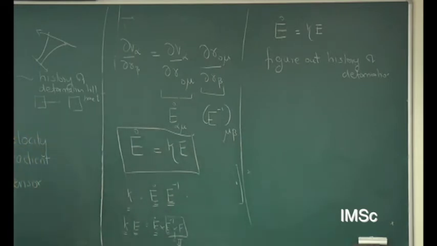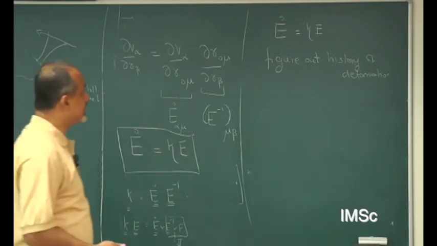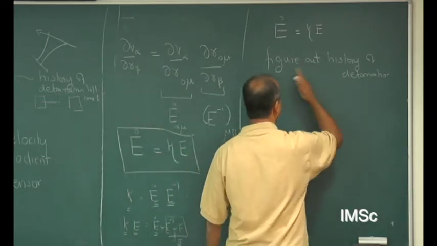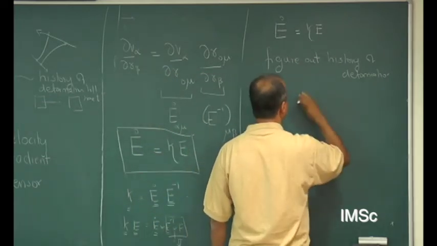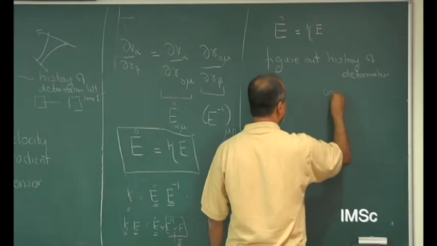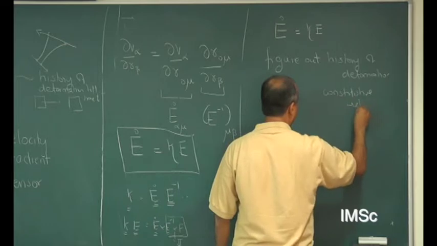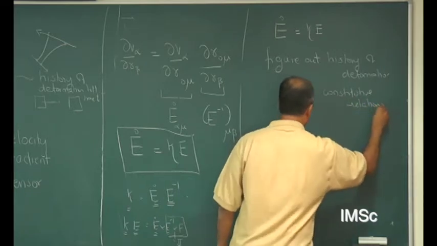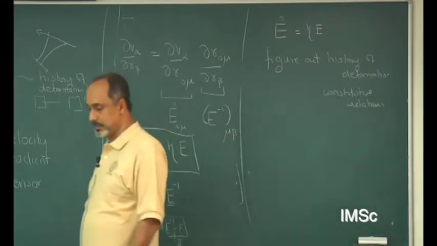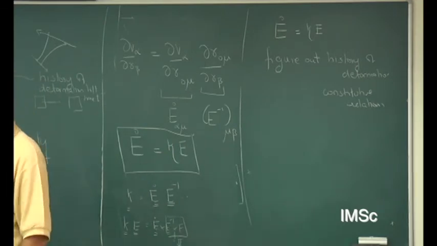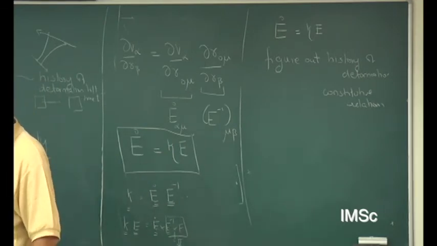So these relations that describe the history of deformation, that connect the deformation to other measured physical quantities, are called constitutive relations. I'm just writing it down. It's a little formal, but it might be of some use later. So we'll just write it down for what it's worth.